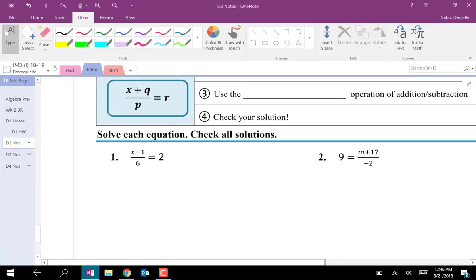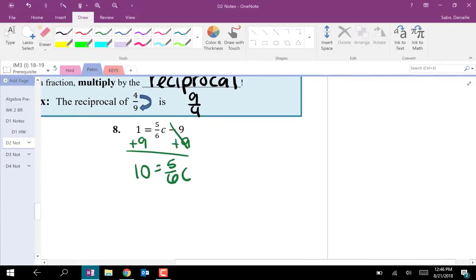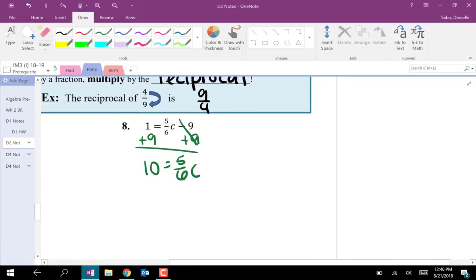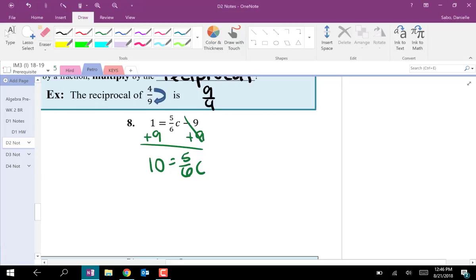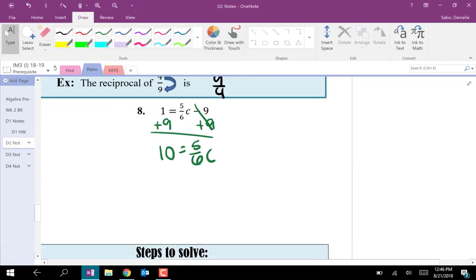Okay? Question. What's up? Go ahead. Can we leave our answer in fraction form? It can be in fraction form, yeah. But if it's able to reduce, like here it'd be 60 divided by 5. Think of a clock. How many numbers are on a clock? 12. So 60 divided by 5 is 12 because it goes 5, 10, 15, 20.